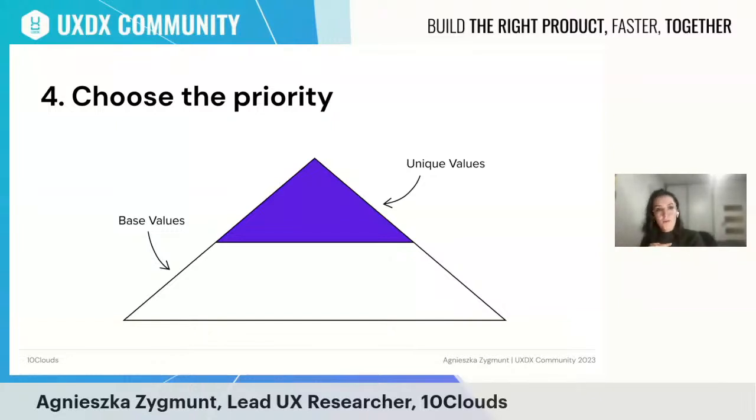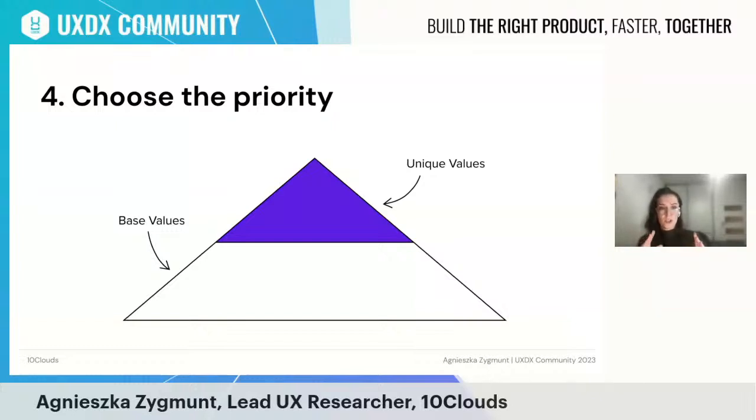But when we are talking about the values, the simple division is base values and unique values. We all know about the unique values and that we need to have them. But we are not talking about the base values. And it's the same as with base features: if you have base values, the user probably will not notice this, but if you don't have them, they will notice it, because for them it's the basic, the must-have in your solution.